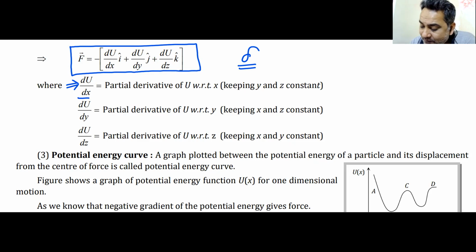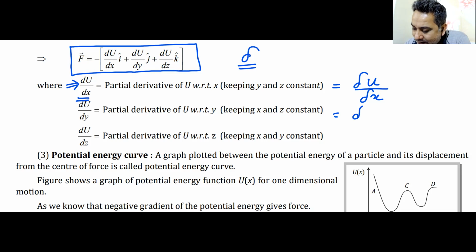And what is this del u by del x? Just write it as del u by del x. Don't write d, because d will confuse you. This is del u by del x, this is del u by del y, and the last thing is del u by del z. Del u by del x is the partial derivative of u, meaning energy, with respect to x, keeping y and z constant. So y and z don't change. The only thing that changes is x. That is del u by del x.